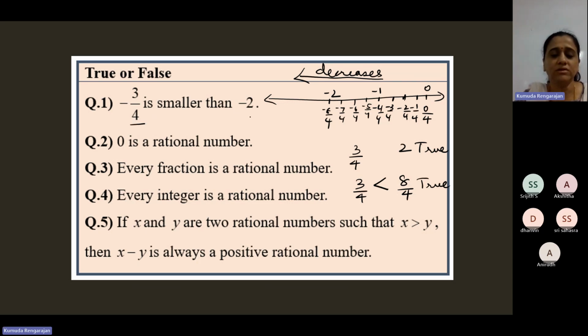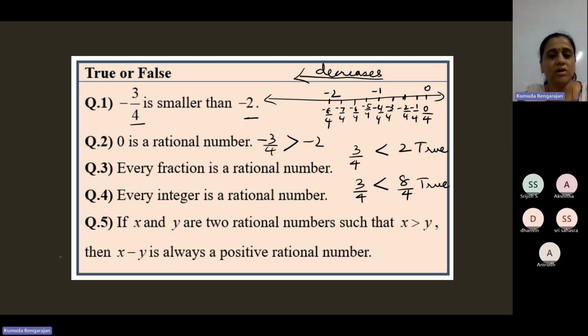I'm talking about this question. 3 by 4 and 2. 2 is nothing but 8 by 4. Now, here the denominators are the same, 4, 4. So compare their numerators. 3 is less than 8. True. That means 3 by 4 is less than 2 is true. But when both the numbers are negative, minus 3 by 4 and minus 2, the inequality will be reversed. Minus 3 by 4 is greater than minus 2. Okay, ma'am. Now I understand, ma'am.